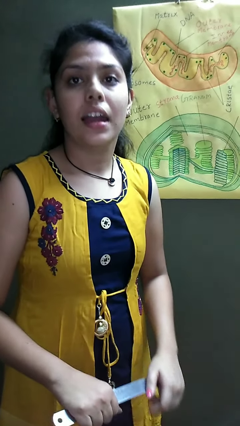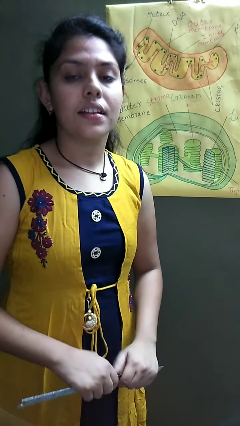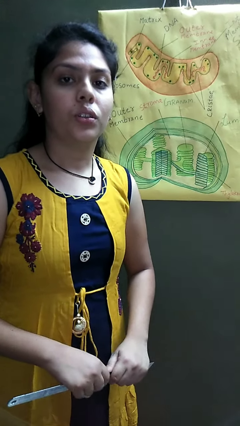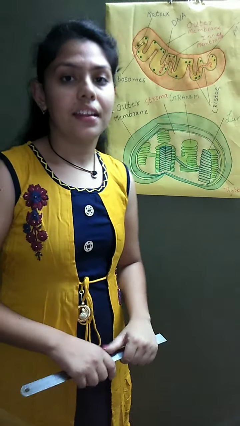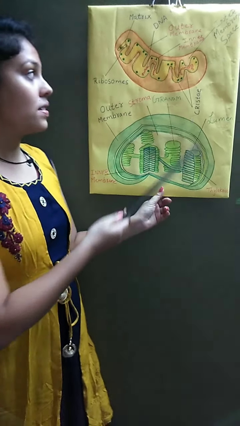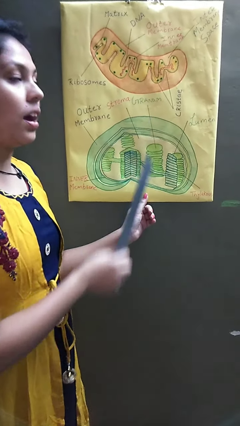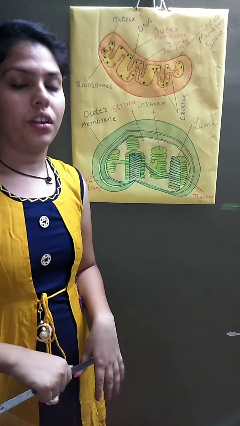To do all this work, the cell needs energy. Now the question arises: where does this energy come from? To understand, let us move on to another cell organelle, the mitochondria. So here is the structure of the mitochondria. Now what are the mitochondria?